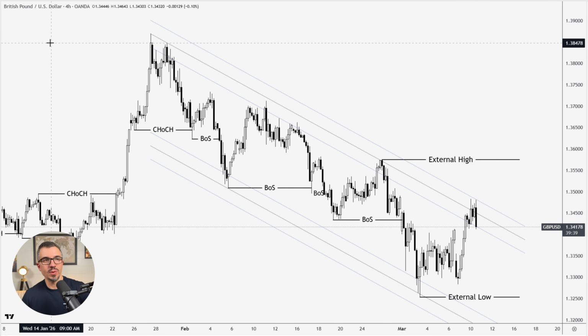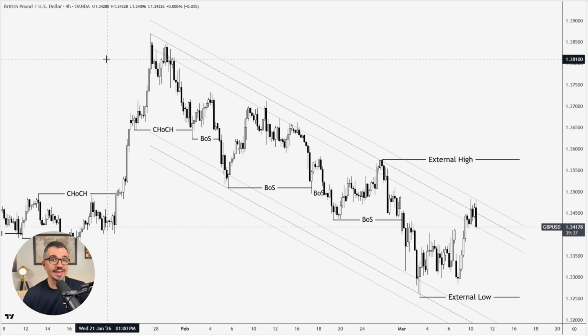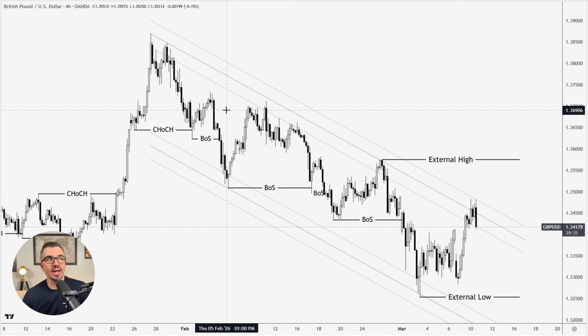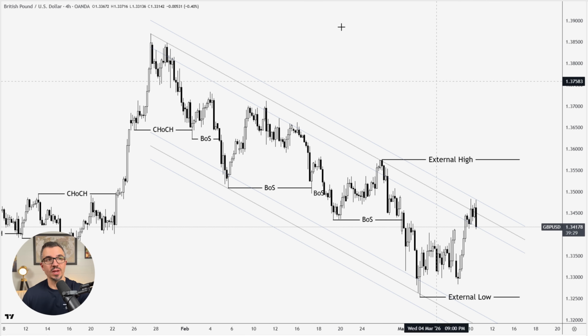So looking at GBPUSD, we're going to have 2 time frames in this strategy. Okay, so the first one is actually going to be the 1 hour time frame. Now you can see here that I am on the 4 hour time frame. That's just to show you the recent price action going back the last couple of months.